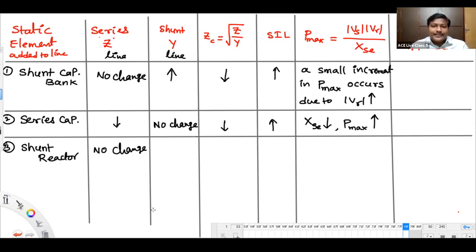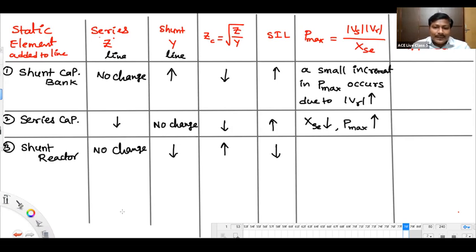What will happen to shunt admittance? Shunt admittance decreases. Why? The natural shunt element is capacitive in nature, so after adding a shunt reactor, the overall admittance of the circuit will decrease. Overall admittance is decreasing and the ZC value increases. If ZC is increasing, the SIL value decreases.